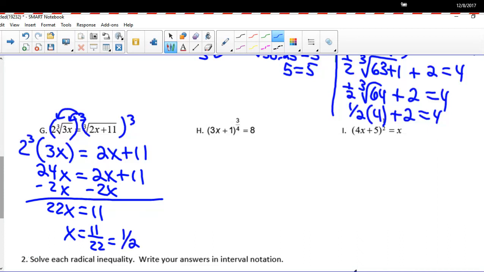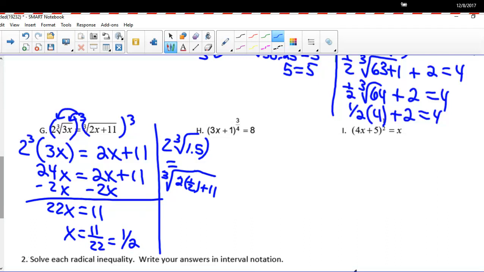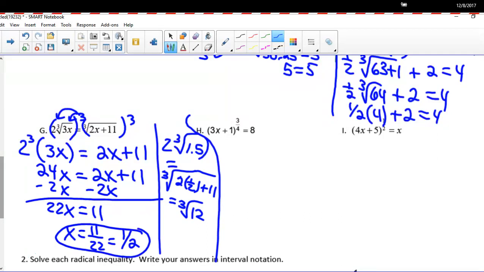Now, with this one, when you check it, it doesn't look like it's the same value, but it actually is if you check it with your calculator. 2 times the third root of 3 times 1/2 is 1.5. That does equal the cube root of 2 times 1/2 plus 11. That is equal to the cube root of 12. Numerically, they do work out to be the same thing. So this is correct.